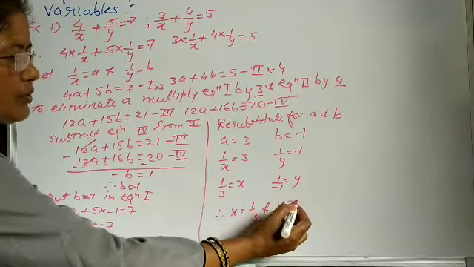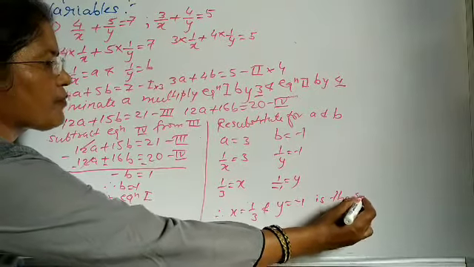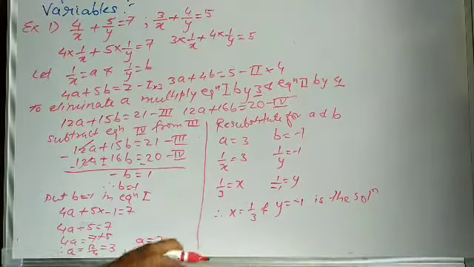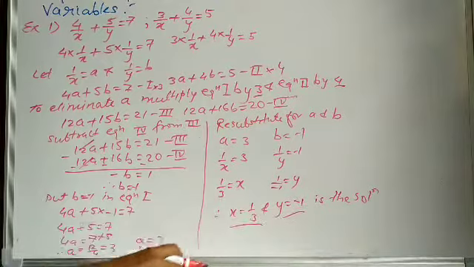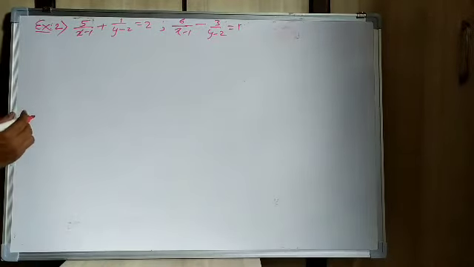Minus 1 is the solution of the given equation. These two values are the solution of the given equation. Equations reducible to linear equation in two variables.